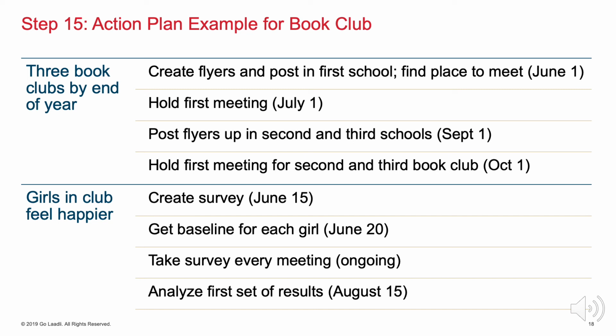The girls in the club feel happier is the other goal that we had, and the other outcome that we had come up with. So maybe you first create a survey that you want to ask every time. You get what's called a baseline for each girl. So before they start the book club, find out how they're feeling. Then you take a survey every meeting, and maybe at a certain point you decide it's time to analyze your results and see if people are generally getting happier. Once again, you want to be SMART, so specific, measurable, attainable, relevant, and time-based.